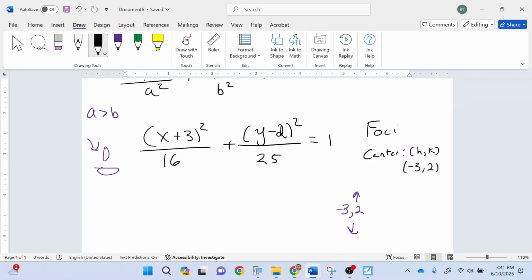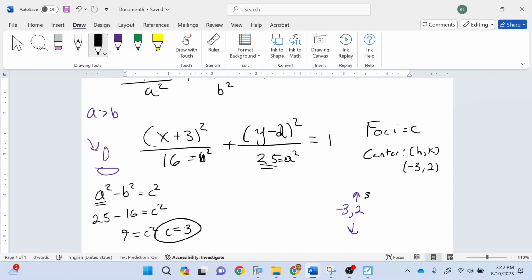Now I need to find the c value for the foci. To find the c value of the foci, it is a squared minus b squared equals c squared. So almost the Pythagorean identity. Remember, a is the bigger number. So in this case, it's 25. 25 equals a squared, so a equals 5. b is 4. So it's going to be 25 minus 16 equals c squared. 9 equals c squared, so c equals 3.